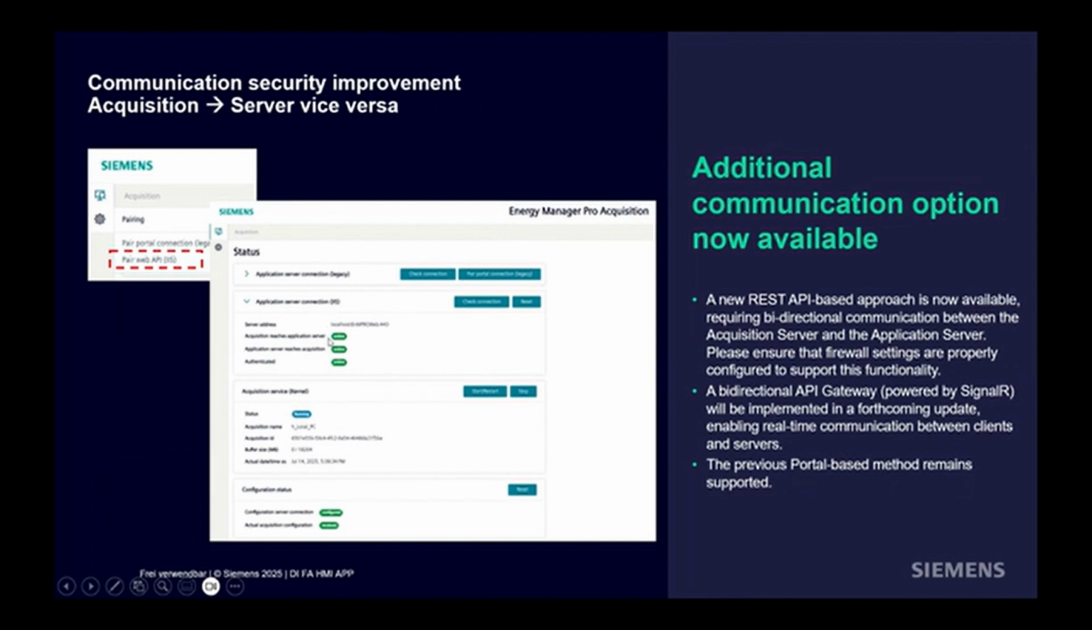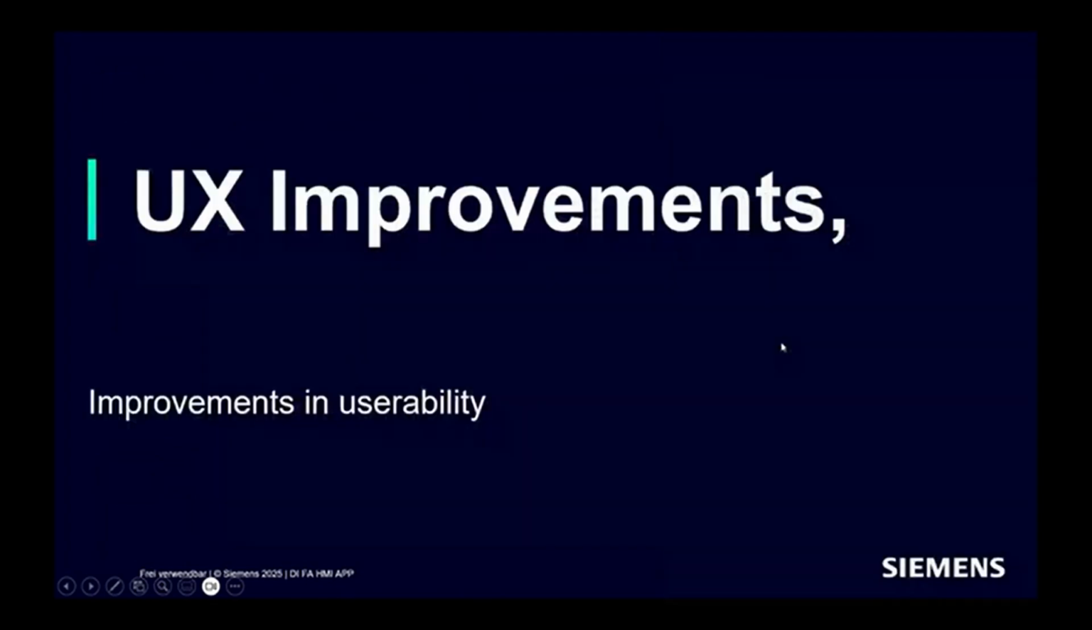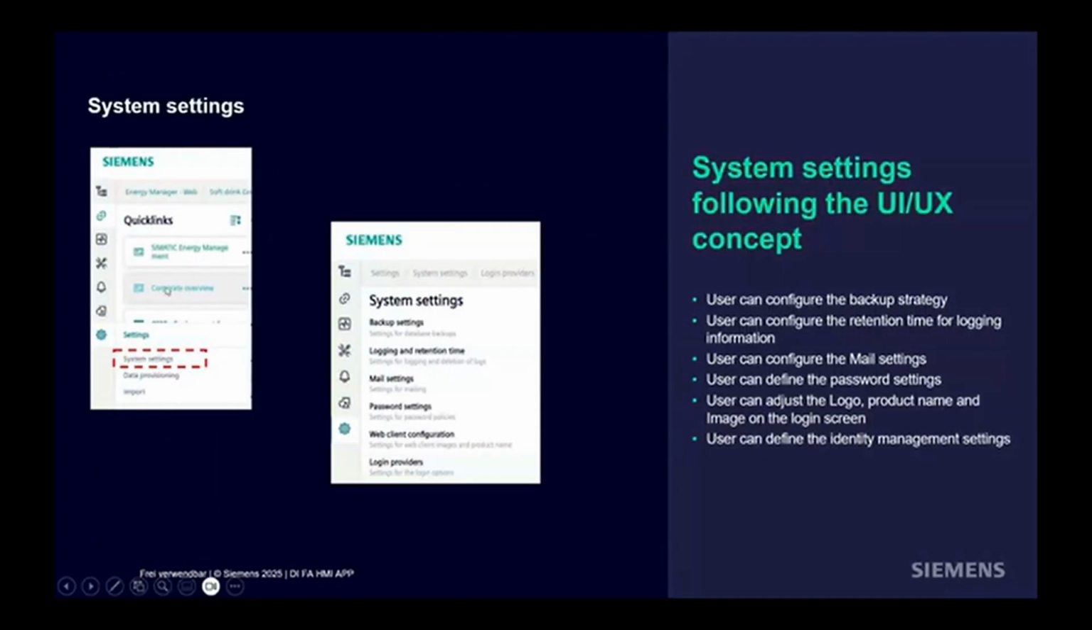Yeah. So here you can now configure, instead of the portal communication, also the secure HTTPS communication, for sure only if this is available to communicate via those ports based on security guidelines of the corporate level. And if the access is available, you will get green lines here, so that pairing between acquisition and application server will take place via the new REST API concept. Yeah, I have to hurry up a little bit.